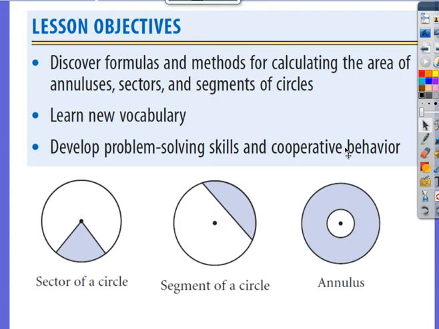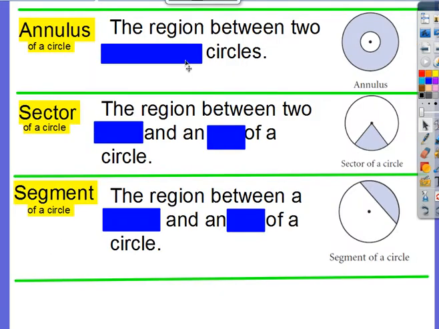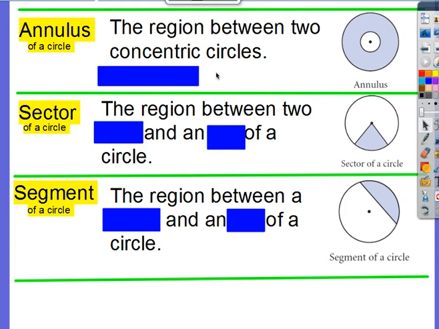So on the right, it's called annulus. The plural version sounds ridiculous, but it's called an annulus, and we'll talk more about that. Sector of circle and segment of circle. So the annulus of a circle is the region between two concentric circles. Remember, concentric circles are circles that share the same center point. So you can see the smaller circle and the bigger circle. The area between them that is shaded is the annulus of a circle.